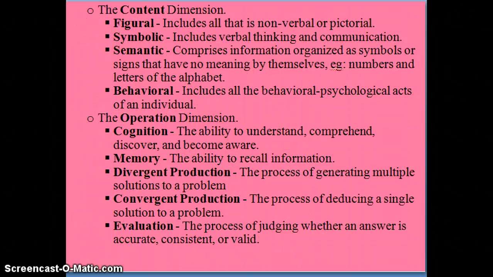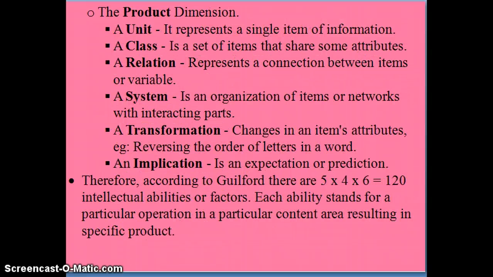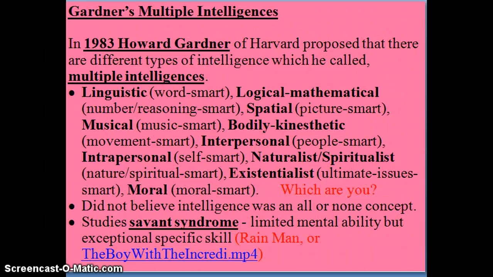So here they are: figural, symbolic, semantic, behavioral; cognition, memory, divergent thinking, convergent thinking, evaluation. And products would be unit, class, relation, system, transformation, and implication. I went through those very quickly, but they're fairly self-explanatory if you go through and read them. Let me know if you have any questions about that. But again, you take all those things and multiply them together, and that's a whole lot of things that we can do in order to be considered intelligent, a lot more than had previously been thought.